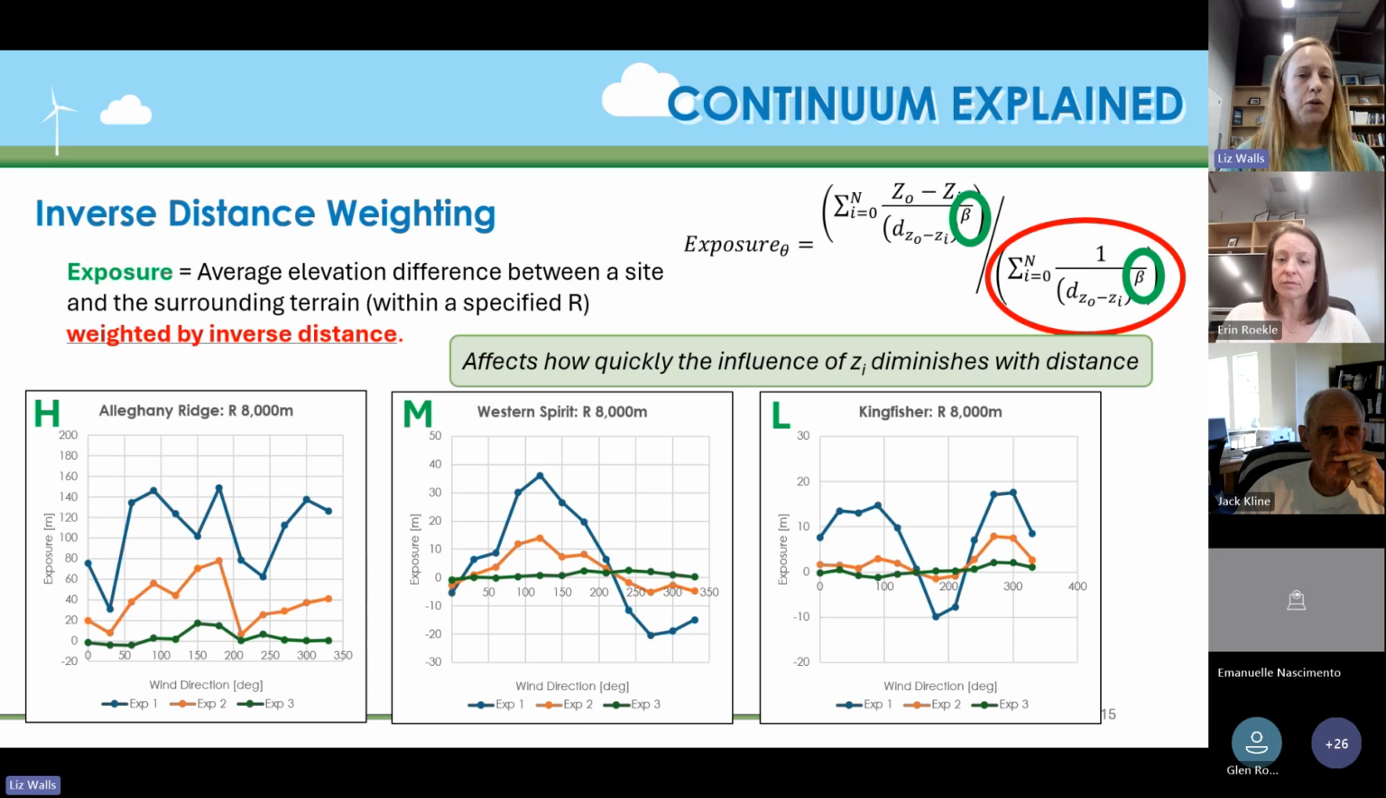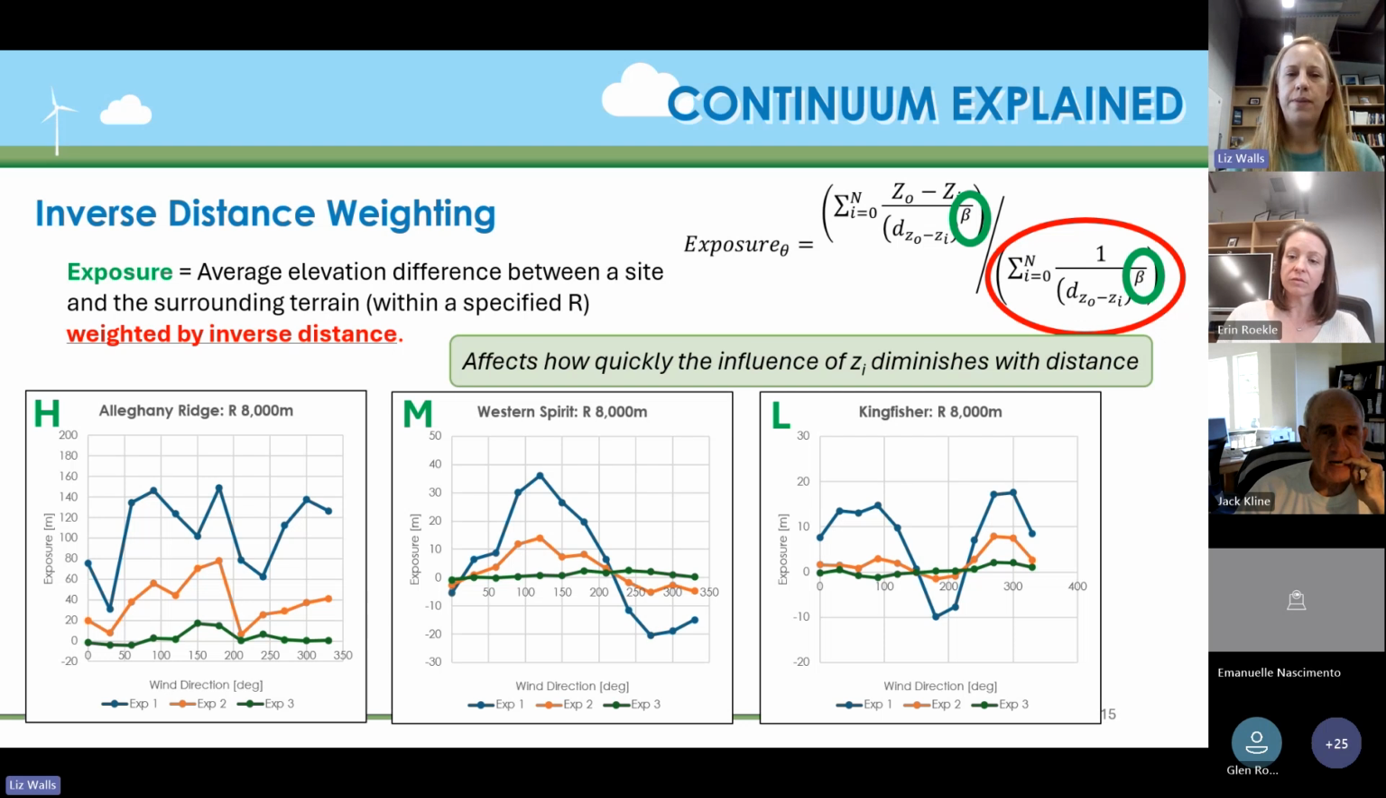But as you increase the exponent from 1 to 2, you see the same general trend, but it's muted. You don't see the variation in the terrain exposure on a sector-wise basis as much when you increase that weighting, because again, it's placing a lot of weight on the terrain close to the site. And even further, when you increase it to 3, the trend in the variation of the exposure is really muted compared to with an exponent of 1.